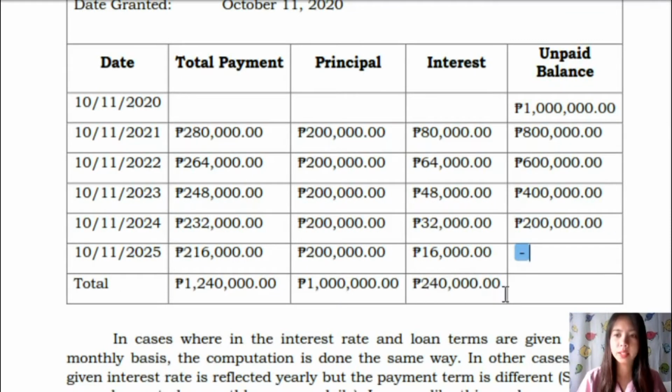So, total interest for 5 years, i-add po natin lahat ito. So, si 80, 64, 48, 32, 16. That will be 240,000. Okay? And, mabubuo na po natin yung nakuhang or na-grant na loan na 1 million pesos. So, ang naging total payment natin for 5 years is 1,240,000.